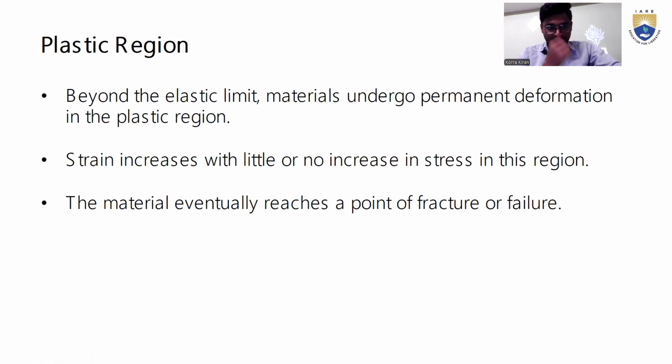And the plastic region. Beyond the elastic limit, materials undergo permanent deformation in the plastic region. Just as we discussed, the plastic region means the material undergoes permanent deformation. Permanent deformation means it can't get its original shape. Once it breaks we can't join it again. That is called the plastic region.